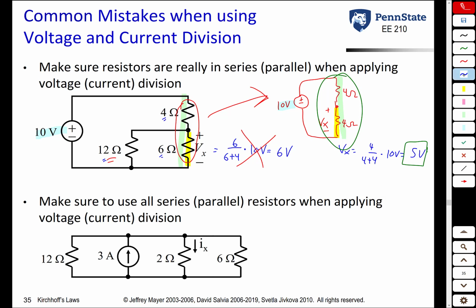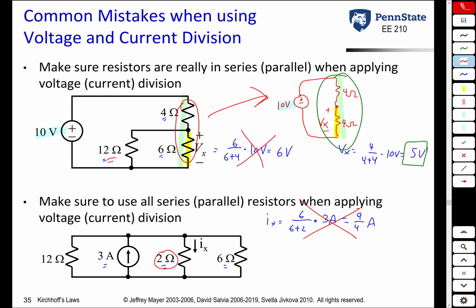Your first inclination would be, we have this 2 ohm and this 6 ohm resistor in parallel. You could say that Ix, using the shortcut, is the opposite resistance over the sum of the two resistances, 6 plus 2, times the applied current, 3 amps. And you would get 9/4 of an amp. Unfortunately, this is wrong.